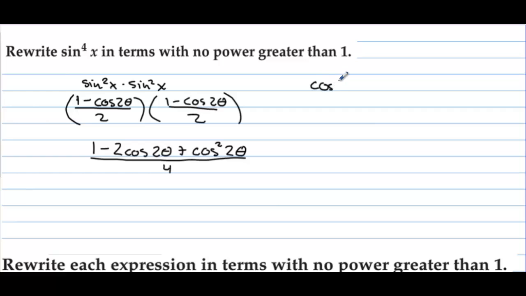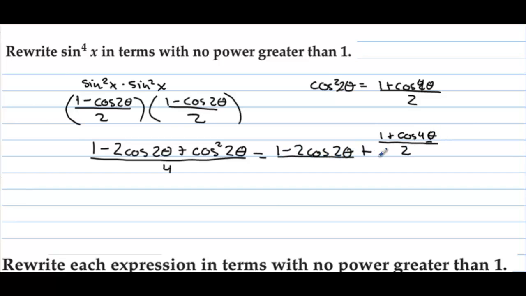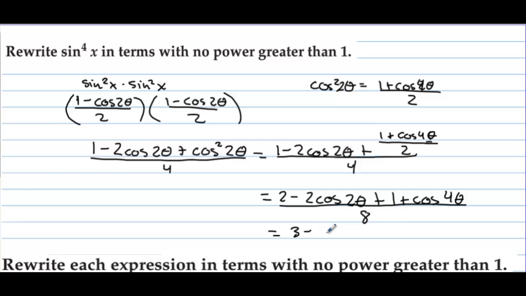Well, if cosine squared theta is equal to 1 plus cosine 2 theta over 2, then if we put a 2 here, we're doubling the theta, then we'll double this, and that'll be a 4. So we can write this as 1 minus 2 cosine of 2 theta, and then plus 1 plus cosine of 4 theta over 2, and that is all over 4. We can get rid of the complex fraction by multiplying everybody by 2. We get 2 minus 2 cosine of 2 theta plus 1 plus cosine of 4 theta, and that's going to be all over 8 now, because remember we're multiplying everybody by 2. So the final answer is 3 minus 2 cosine of 2 theta plus cosine of 4 theta, and that's all over 8.